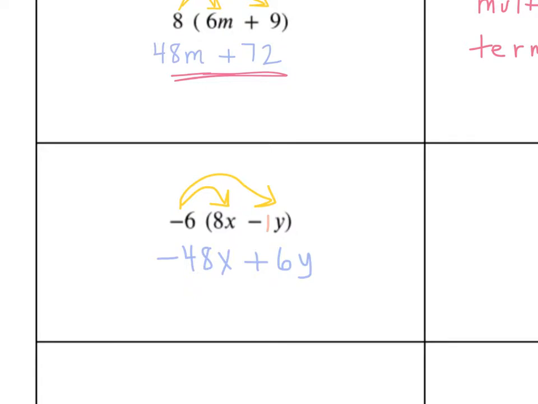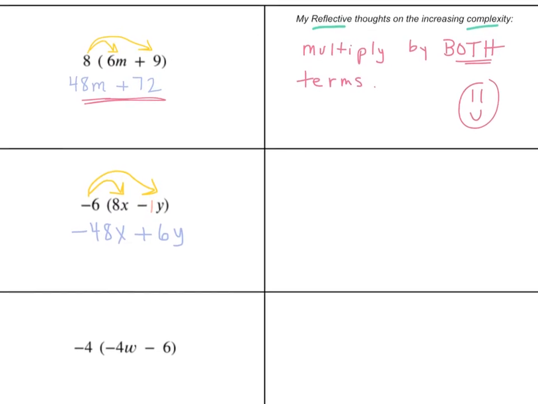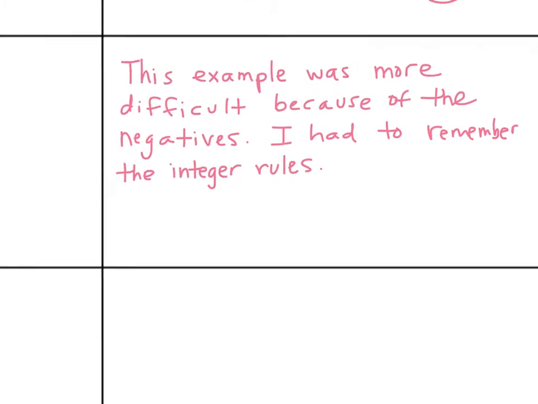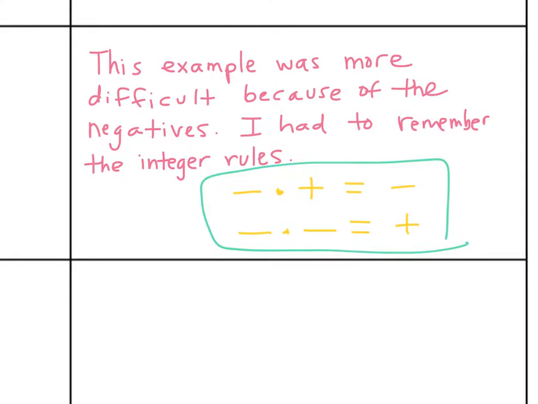We cannot simplify anymore. As we go over here to reflect, this one got a little more complex because we had negatives and we had to remember our integer rules. Okay, so in my reflective notes, I made a note that this example was more difficult because of the negatives. I had to remember the integer rules. And just to refresh your memory, a negative times a positive is a negative. But when we have a negative times a negative, our answer is a positive. Okay, so if you want to make a note of that. All right, let's move on.